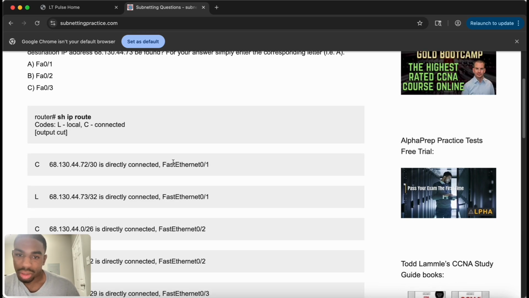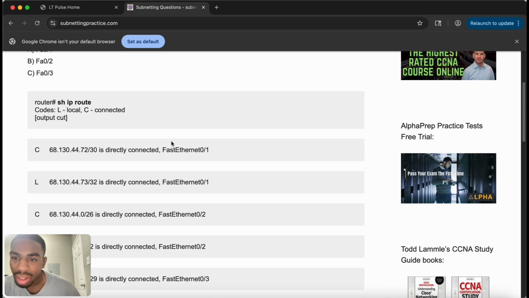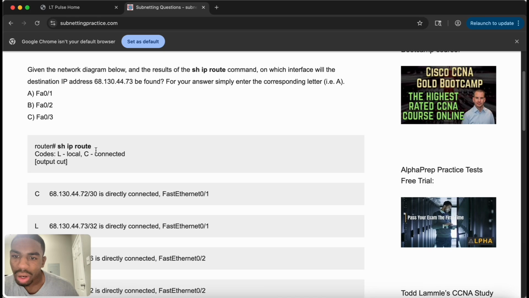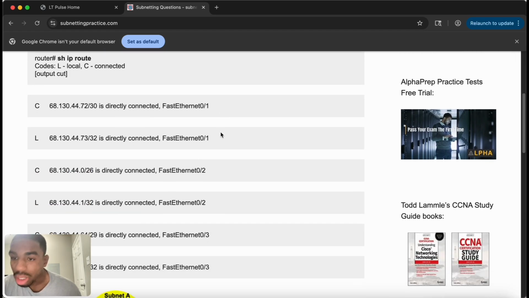FastEthernet 1, it's not going to be this one. Definitely not FastEthernet 1. Look at these masks, not too many hosts in there. Wait, actually, my bad. This is the answer. A /30 will get you 2 hosts, and the first usable address is going to be .73, what we're looking for. Let's scroll down and explain why the other ones are wrong.